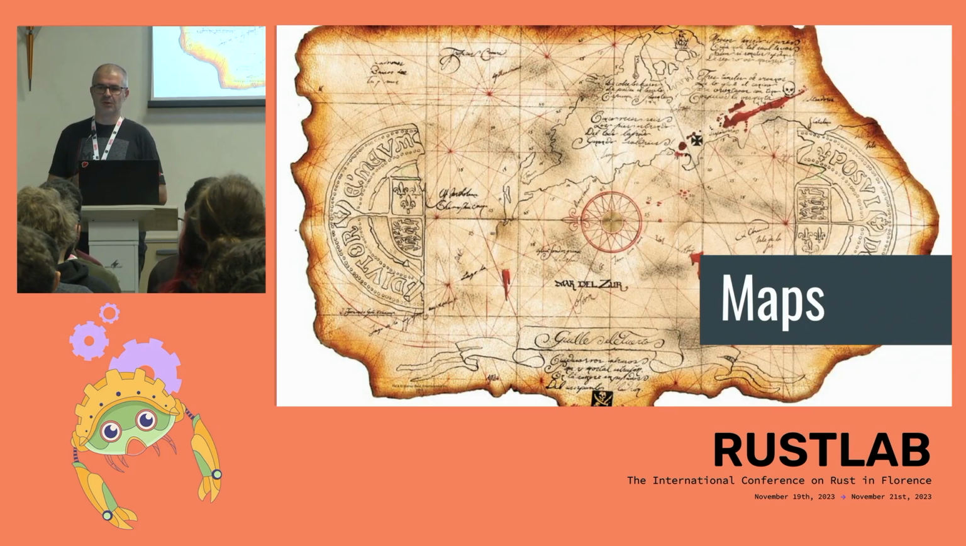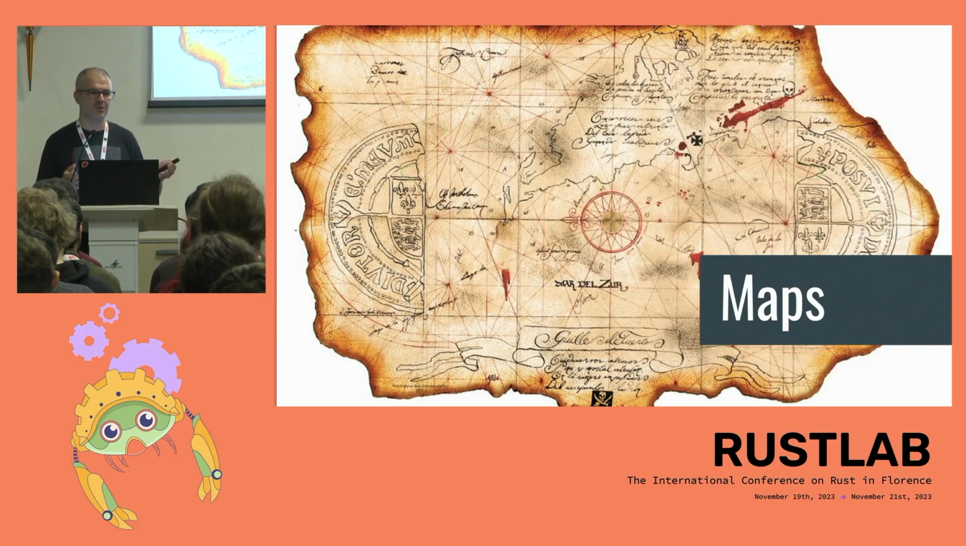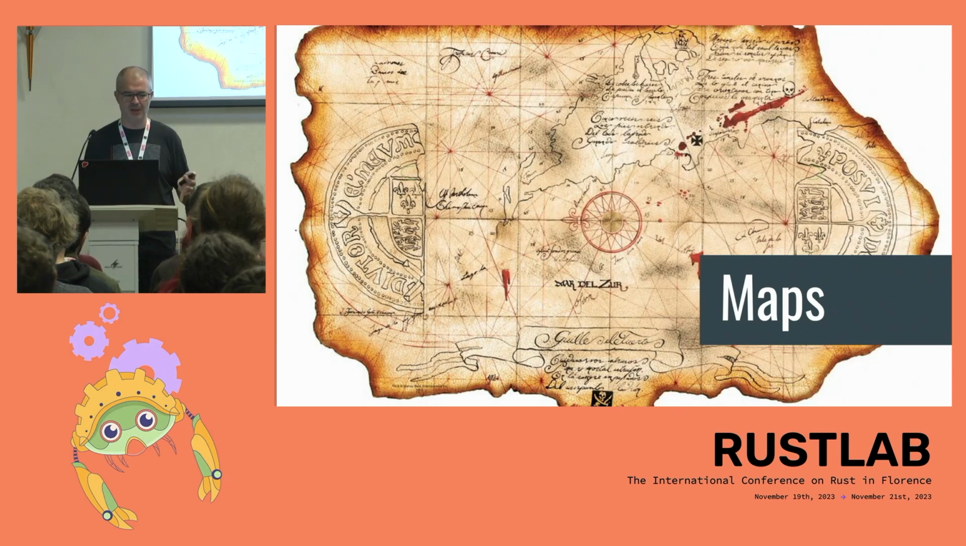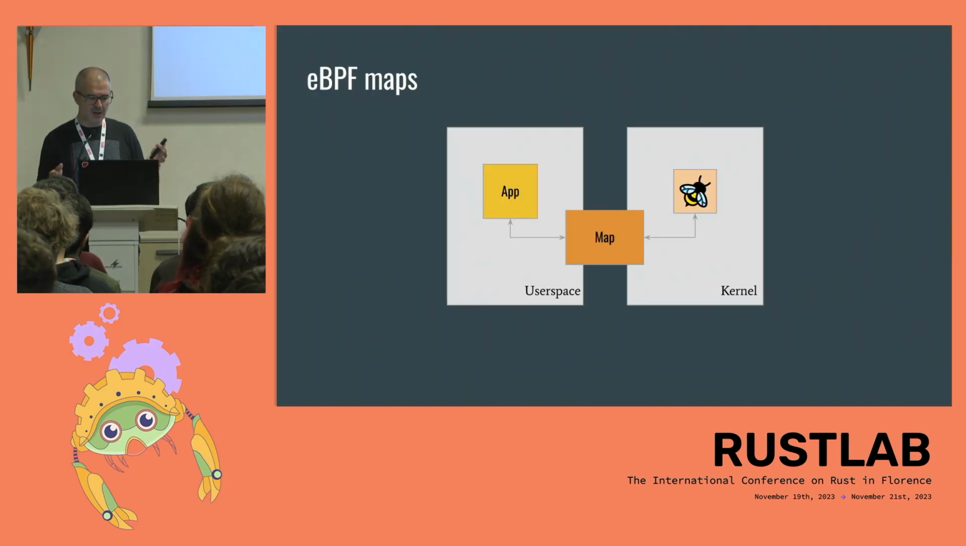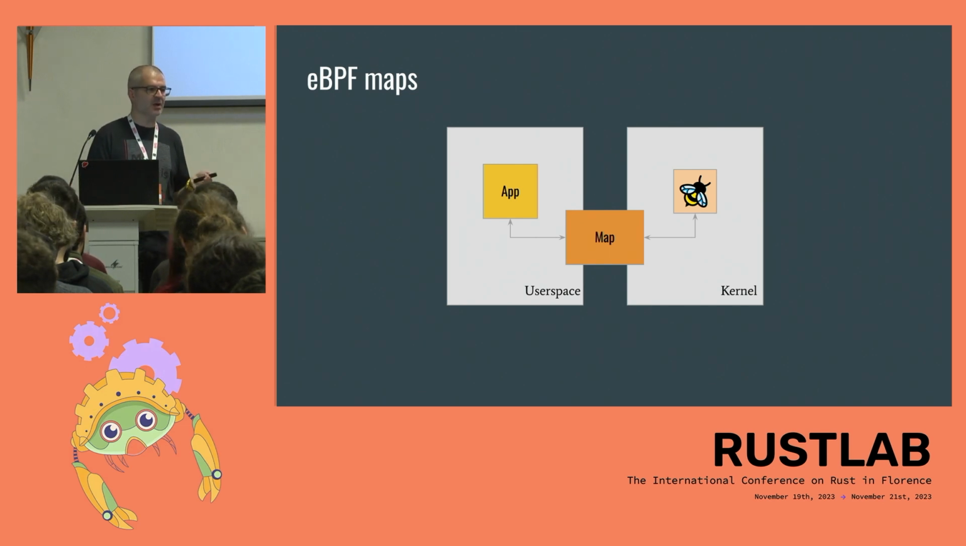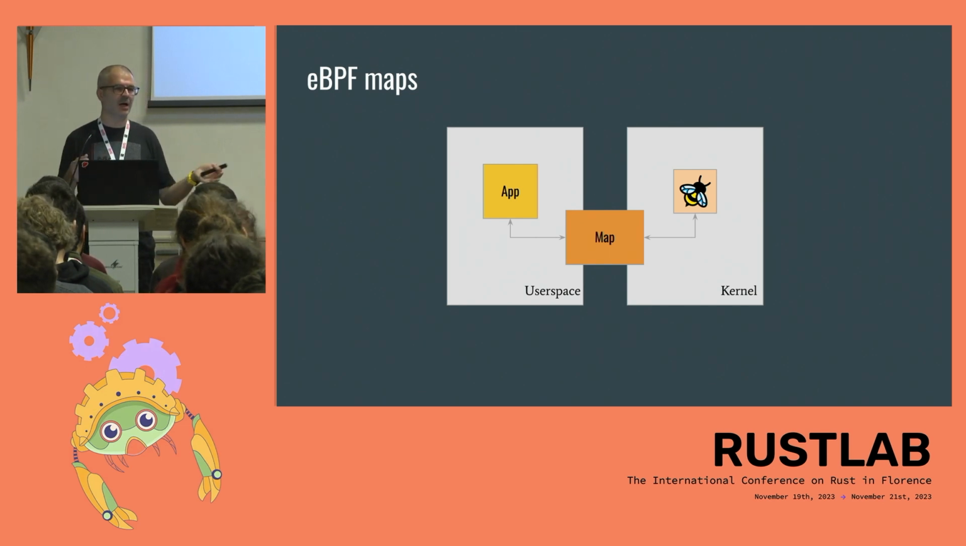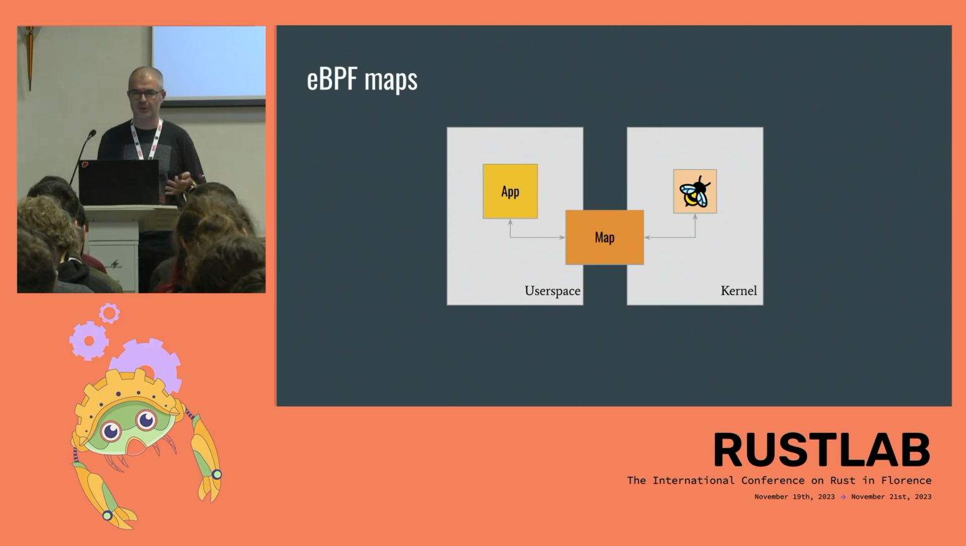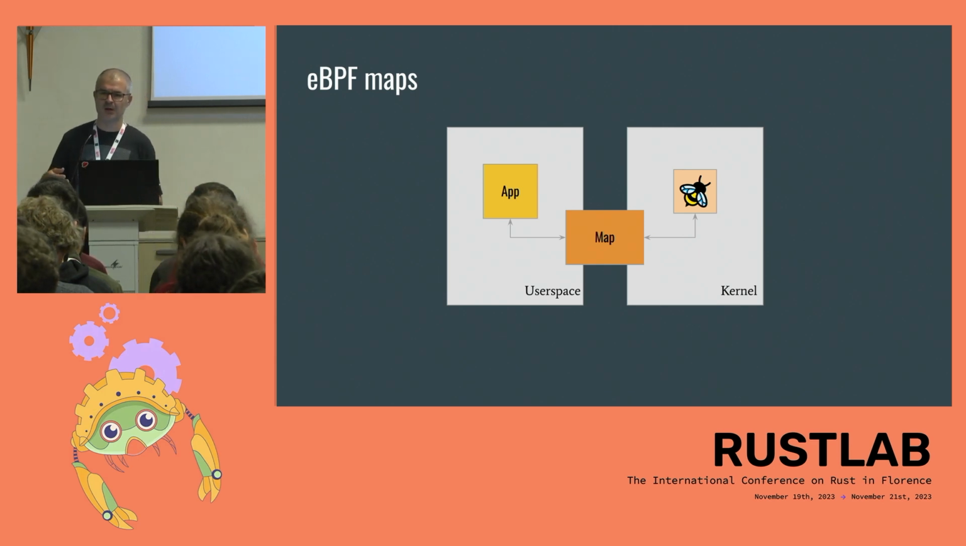Now, I want to talk a bit about maps, because running these programs in isolation is fine, but we want to drive more or less their behavior. So maps are the bridge between eBPF programs running in the kernel and the user space. They can be read and written by both sides. By using maps, you are exposing an API to the user space that can configure the behavior of your program accordingly to the user's needs.